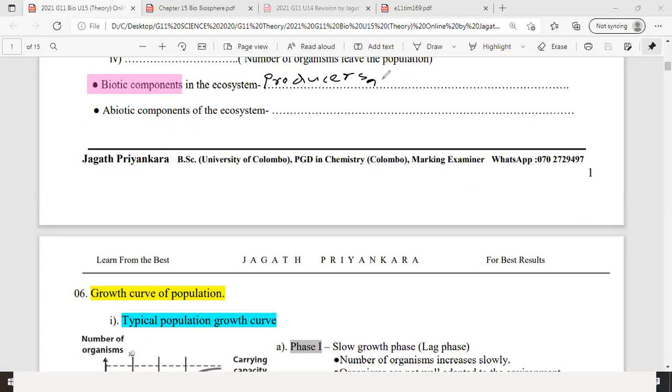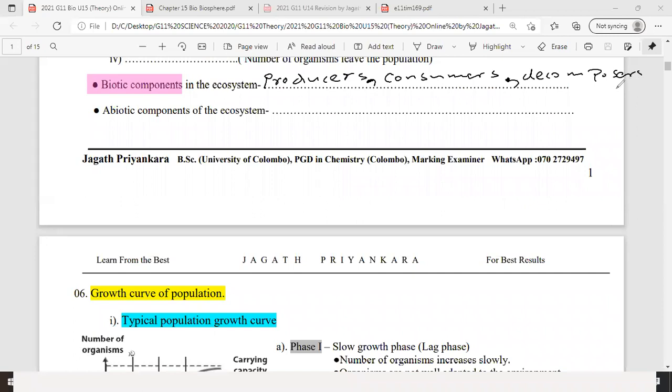Right. What is producers? Producers means, if you only write within brackets, plants and algae. Then you can write consumers. Consumers means, within brackets, herbivores, carnivores, omnivores. Producers and consumers. Then decomposers. That means bacteria, fungi. They also live.